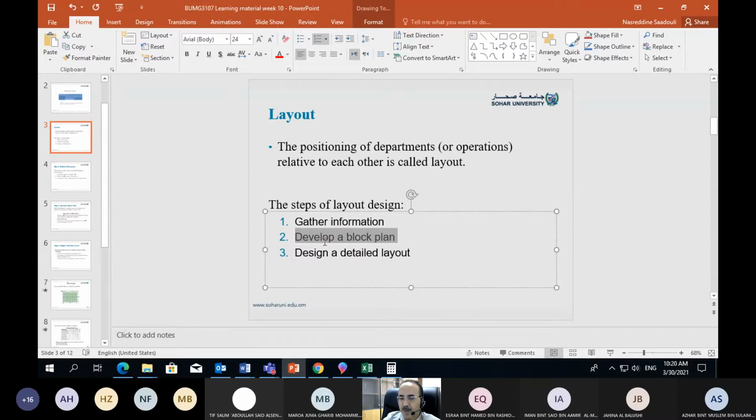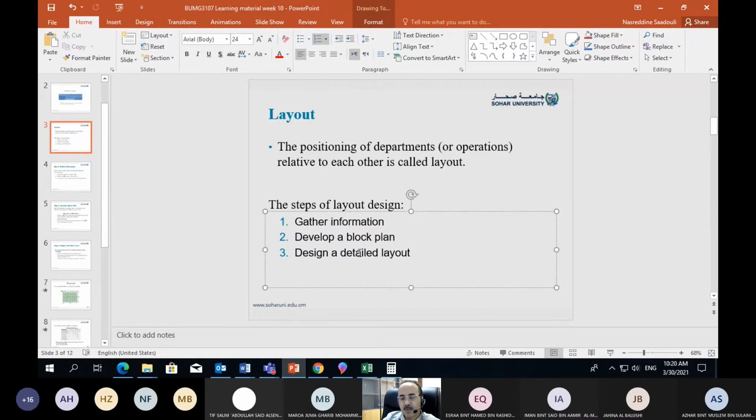Now, how do we develop a block plan? To keep things simple in this course, we will develop a block plan simply by trial and error. That means we'll just try and see if we can come up with a plan, and then come up with a different plan, and then maybe compare between them based on some criteria which we will define later on.